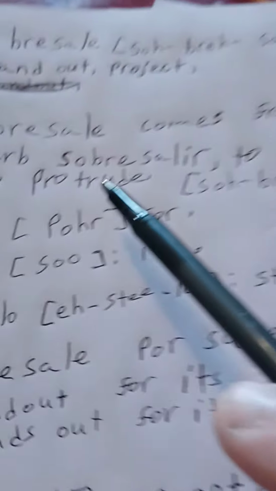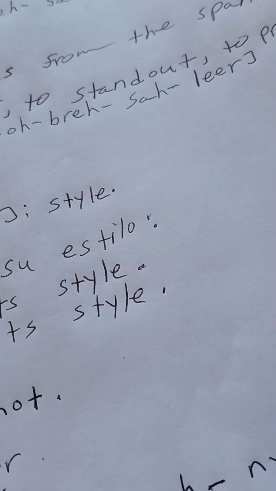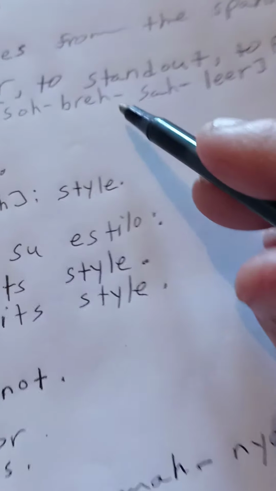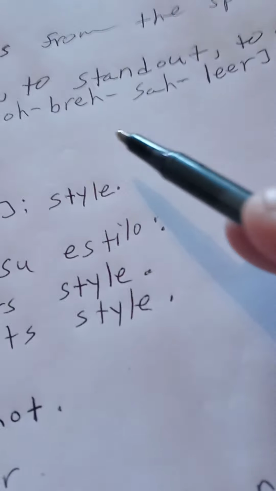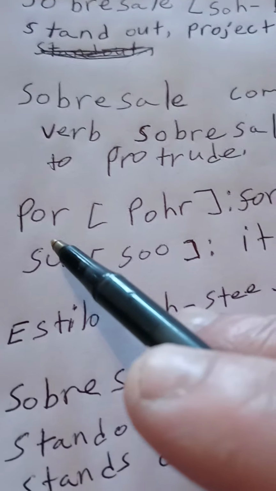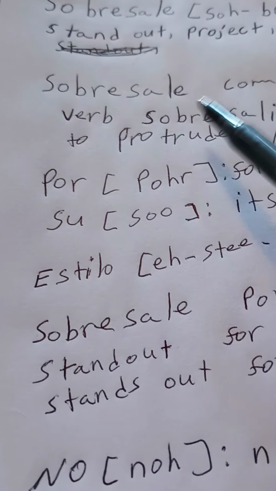So sobresale, to stand out, to protrude, to stick out, comes from the Spanish verb sobresalir, to stand out. You have to vote the R. I vote the R, but if you're not going to vote the R, then it's sobresalir. Some people vote the R like I do, and some don't. And then you've got P-O-R, por. Por is the Spanish word for for, F-O-R.